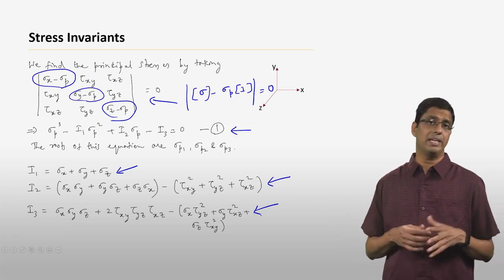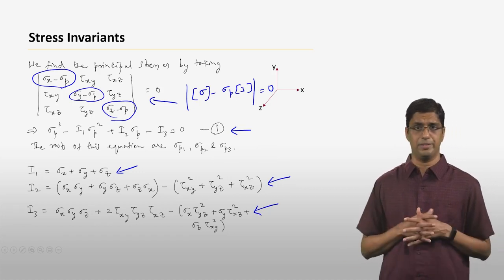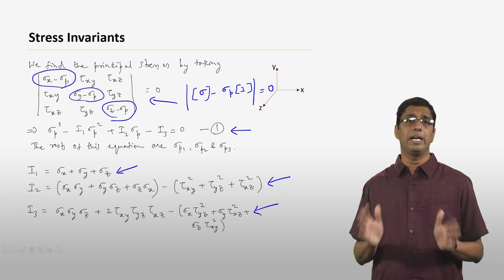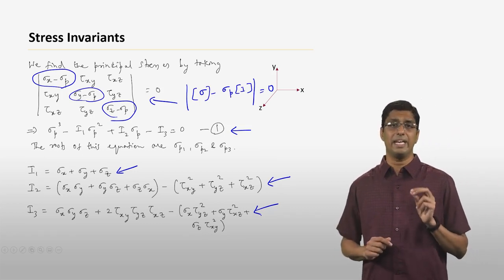And I3 similarly is a cubic term in sigma. Okay, so again, I don't want to read every term there. You can see it yourself. So these I1, I2, and I3 are the invariants. And why are these three invariants?